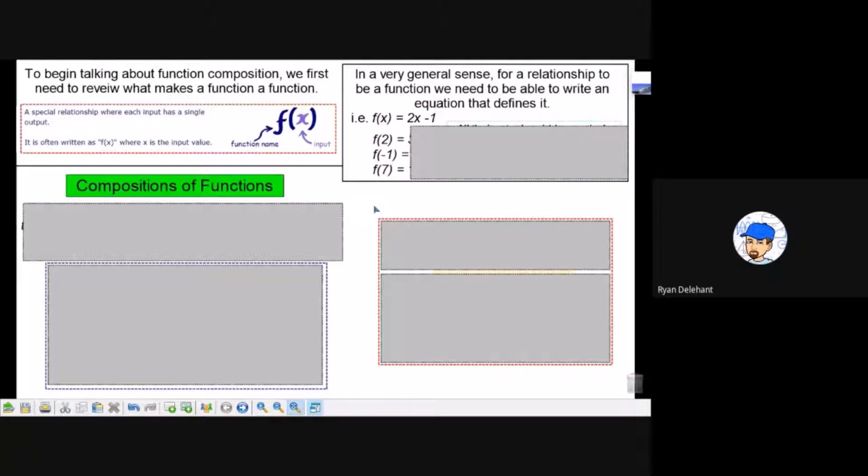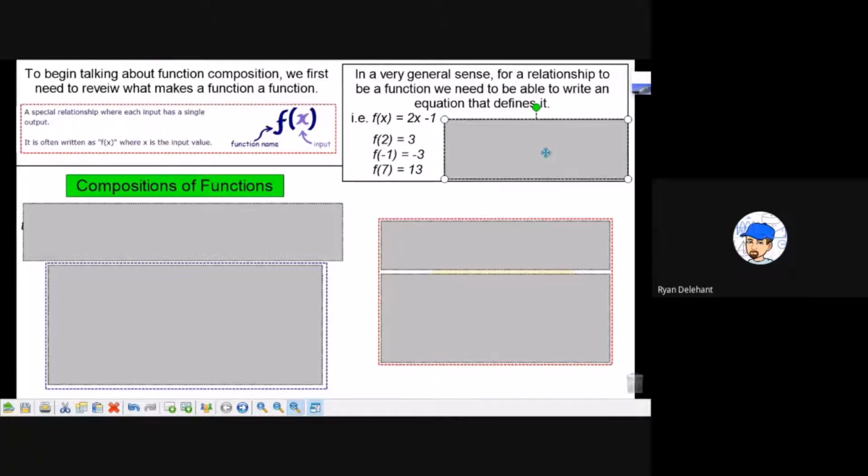So f of 2. What this says is I want to take this 2 and I want to replace x where it is. We've done this. You guys know how to do these things. So we go 2 times 2 minus 1, and you would get 3, right? Negative 1 you'd plug in, the 7 you'd plug in, and we get actual numeric answers out of these things, okay?